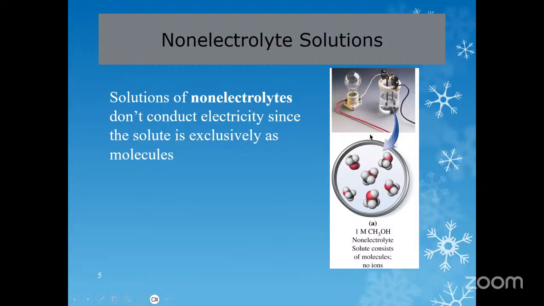You have wires leading to the electricity source, and you have a lamp here. The lamp basically indicates whether or not the current is passing through. As you can see, the lamp is not lit. So therefore, that indicates that there is no current passing through. So basically, we call this a non-electrolytic solution or non-electrolyte solution, right? And again, that's because there are no free-floating ions present in this solution of methanol.